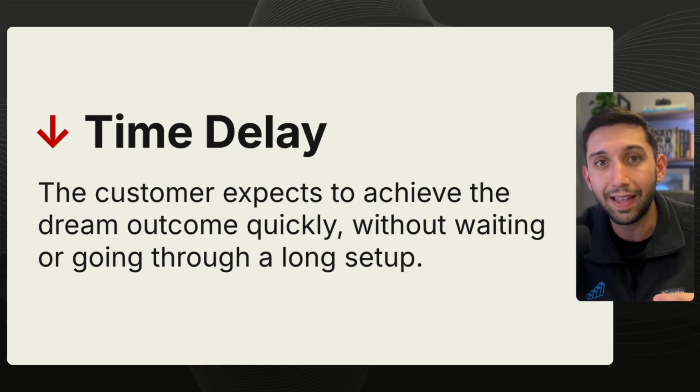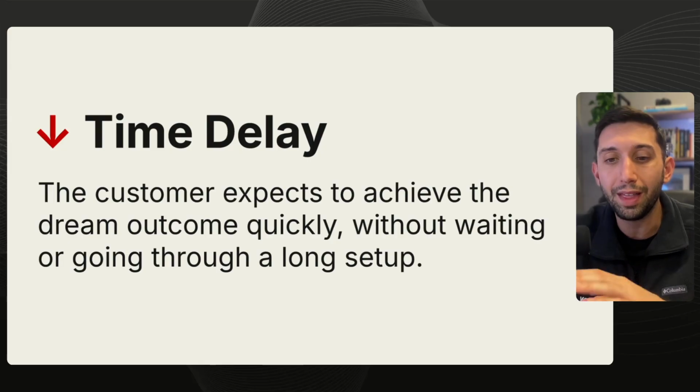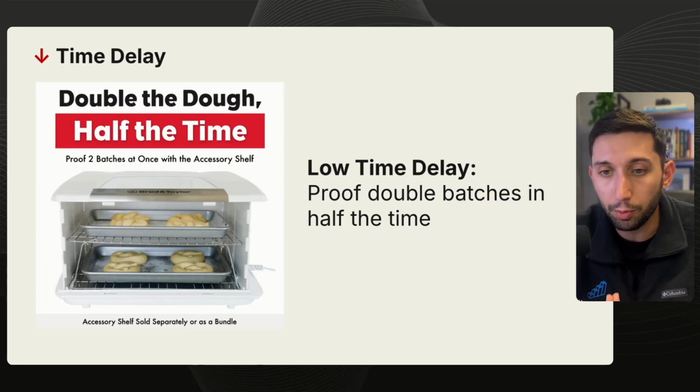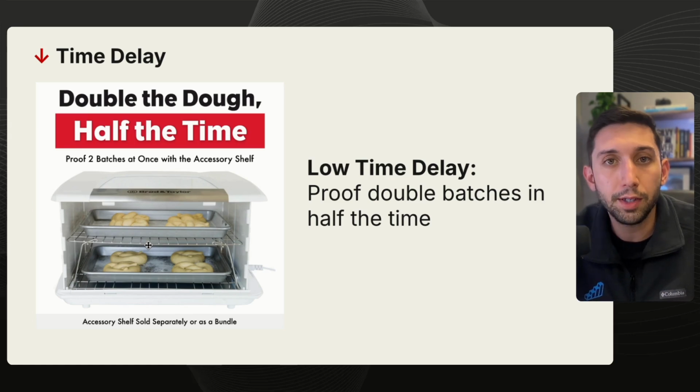They want to get that dream outcome quickly. So the customer expects to achieve the dream outcome quickly without waiting or going through a long setup. Our first example is our dough proofer. Again, with this accessory rack, which they can either buy separately or upgrade to the bundle version, they can proof double batches in half the time.